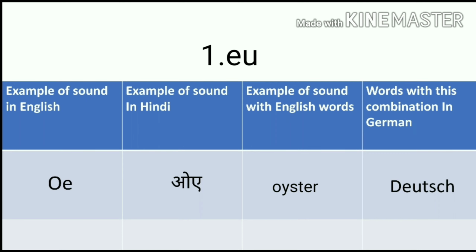Our first diphthong is the combination of the letters E and U. It will create the sound oi, like the oi sound in the English word oyster. And this combination is used in the German word Deutsch. That's why we do not pronounce it "Doitsch" incorrectly; we pronounce it Deutsch, which means German.